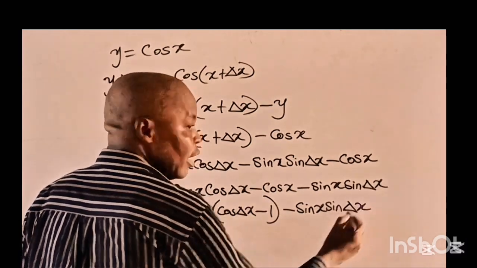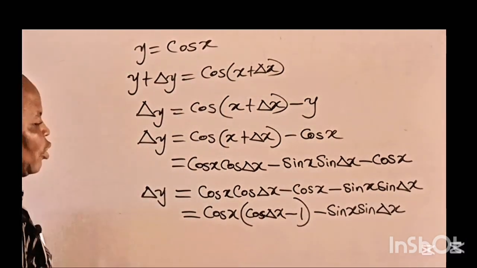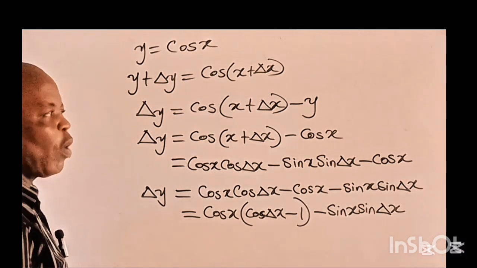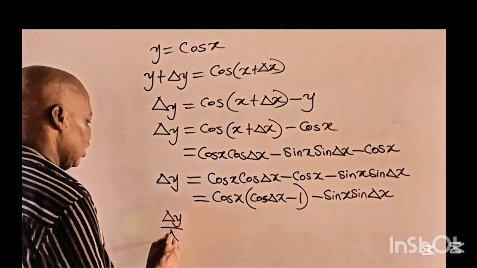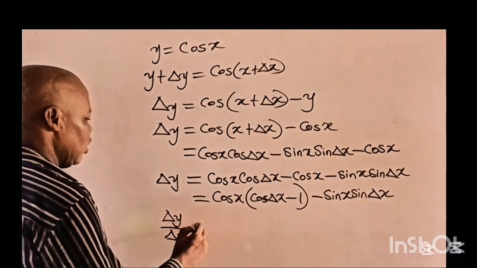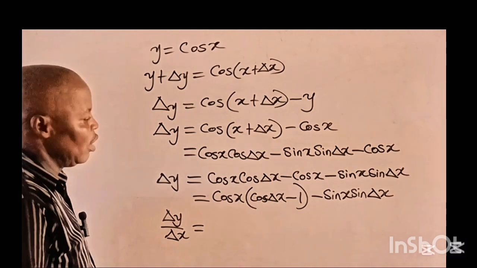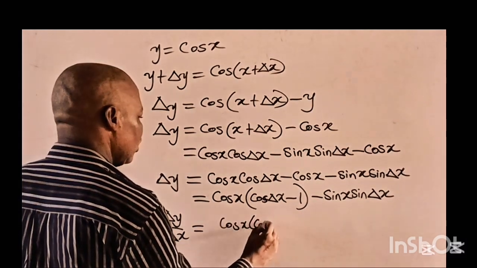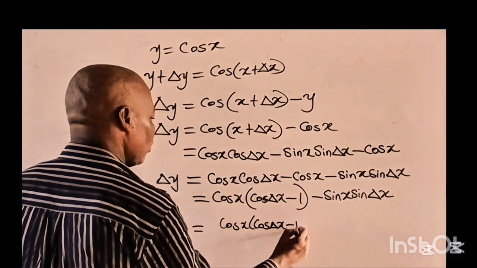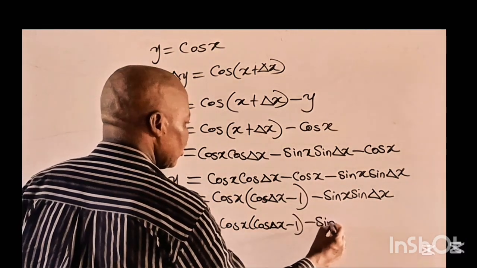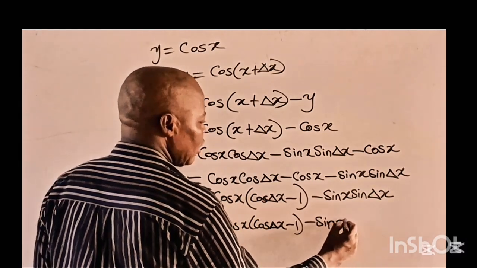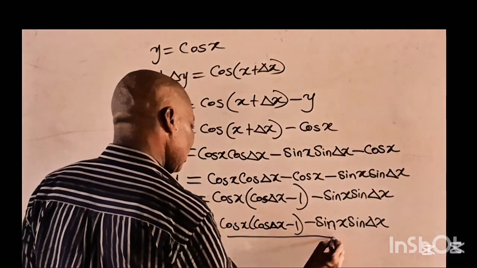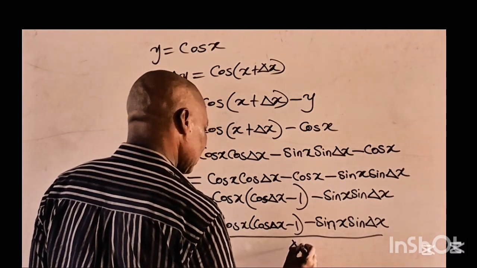What we are going to do now is divide both sides by the change in x, since we are looking for dy/dx. So change in y and change in x, we divide both sides. Whatever we do on the left hand side, we must do on the right hand side. Cos x into cos change in x minus 1, minus sine x sine change in x, divided by change in x.